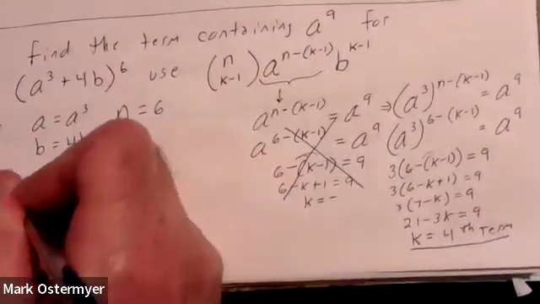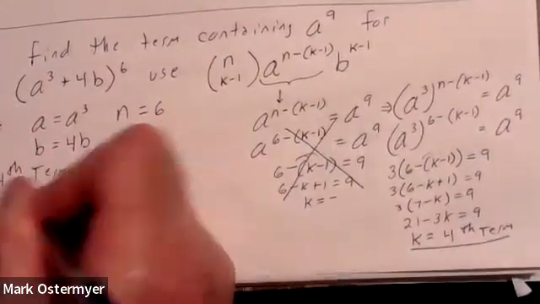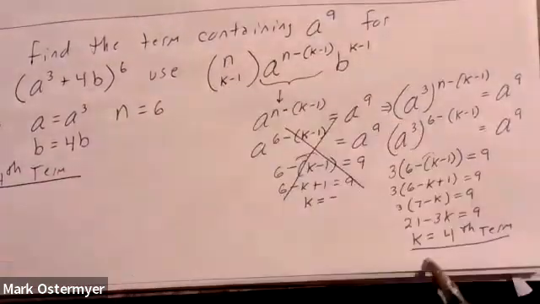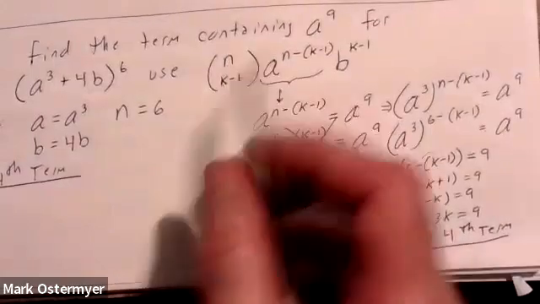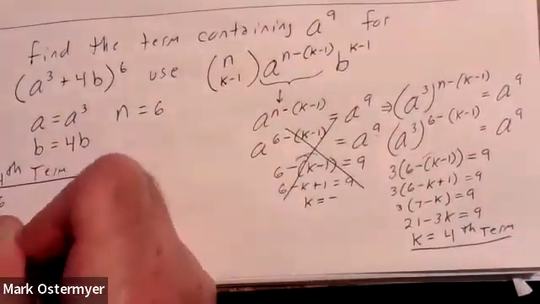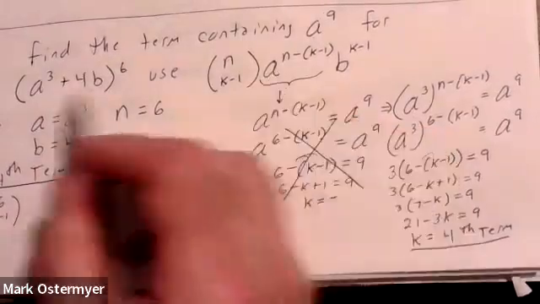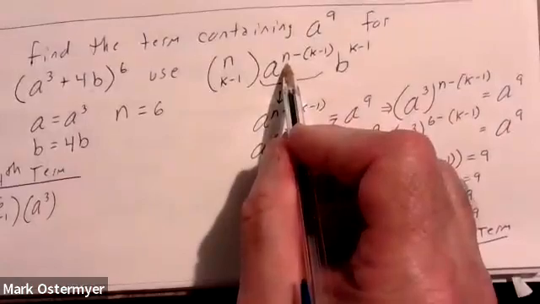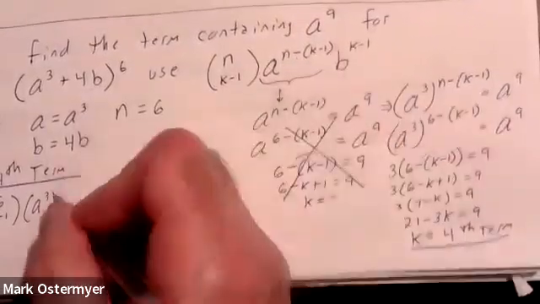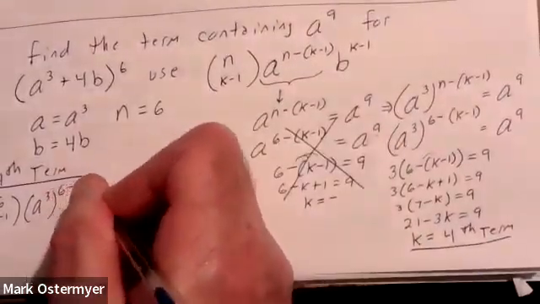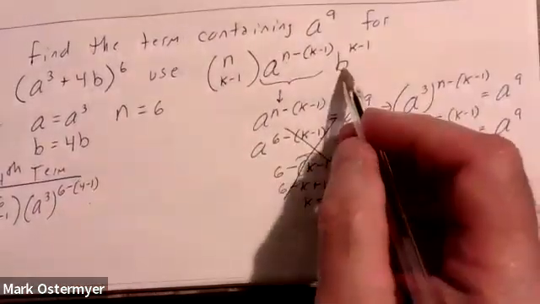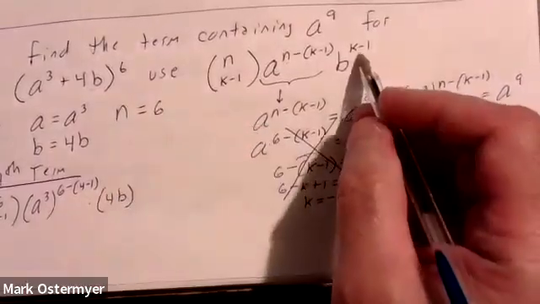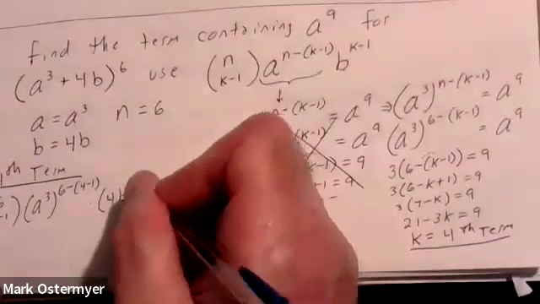So the actual 4th term would be 6 choose 4 minus 1. Remember, k is 4 now. So 6 choose 4 minus 1 times the first term, which is a cubed, raised to the 6 minus 4 minus 1 power, times the second term, which is 4b, raised to the k minus 1 power, k being 4.